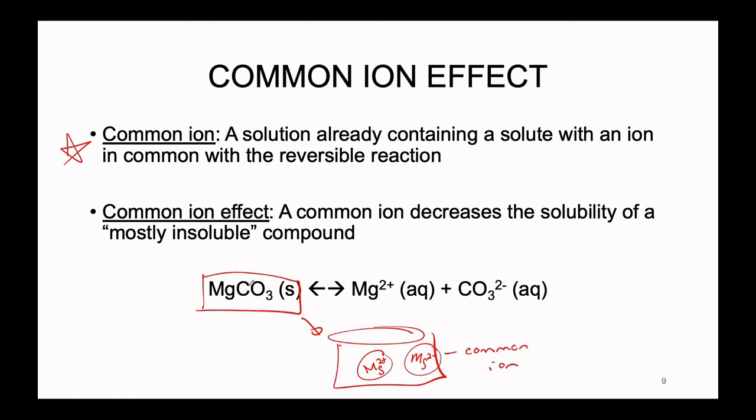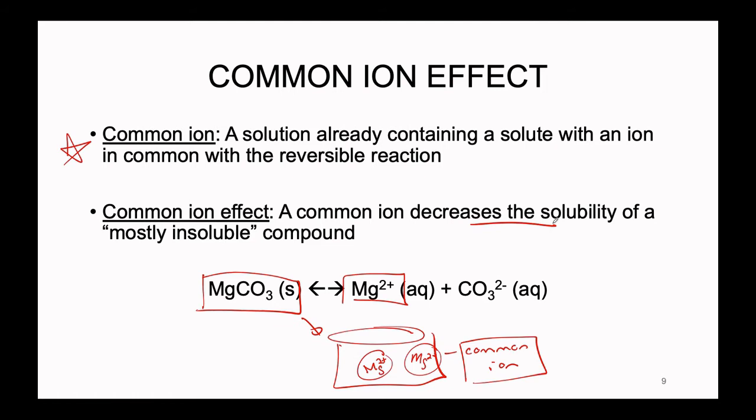Since when magnesium carbonate breaks up, one of the species it breaks into is magnesium 2+. Here we can see the magnesium 2+, which is already present, is an ion that the 2 pieces have in common. One piece being the solid that you're going to add into solution, your magnesium carbonate. The other piece is the ion that's already in solution. All right, so the effect that this common ion is going to have is that it decreases the solubility of your mostly insoluble compound. Now, we would be able to predict this already according to Le Chatelier's principle, right?